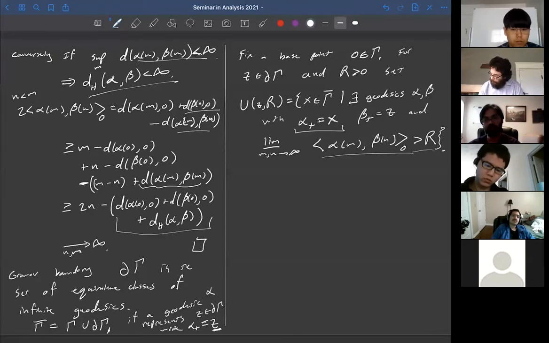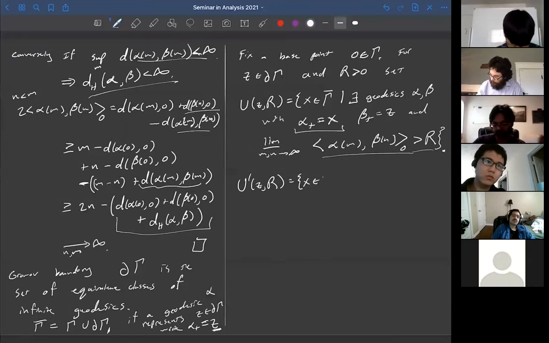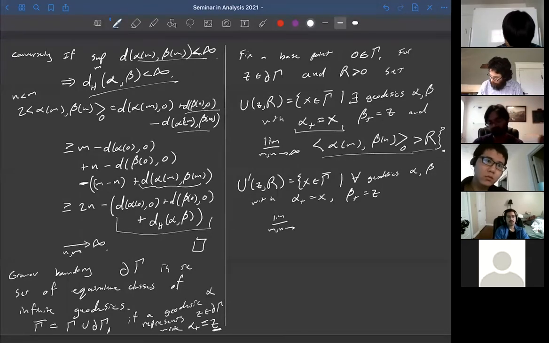And then we'll also set U prime (z, r). This is the set of all x in gamma bar such that for every geodesic, it's the same definition, but we just require it for all geodesics alpha and beta, with alpha plus equal to x, beta plus equal to z, and the limit as m and n go to infinity of the Gromov product of alpha m, beta n.